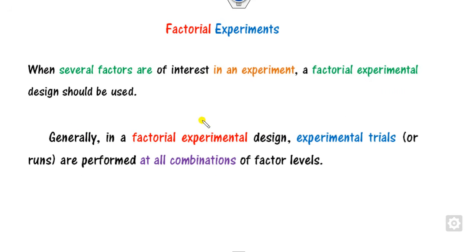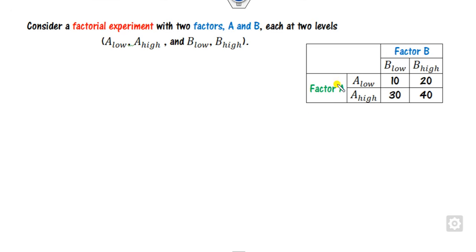In general, whenever there are several factors associated with your experiment, the factorial experiment design is used. In general, in a factorial experiment design each of the experiments is performed at all the combinations. So let's expand this 2 case. Suppose you have 2 factors A and B, and factor A is divided into A low and A high, similarly B low and B high. And these are some random readings: 10, 20, 30, 40.